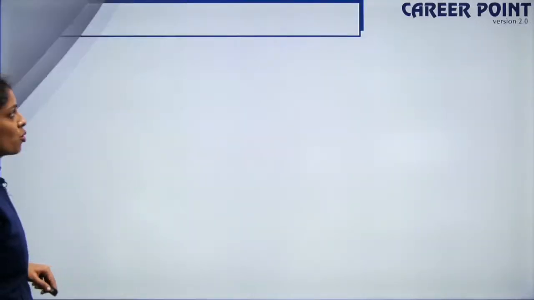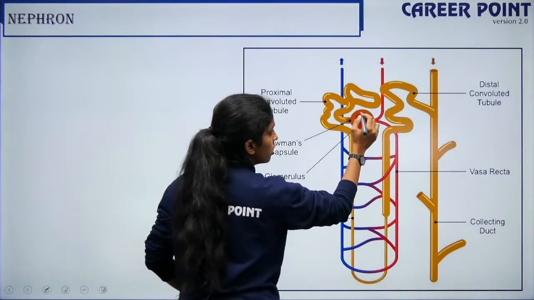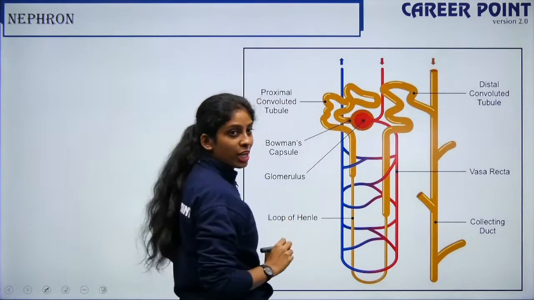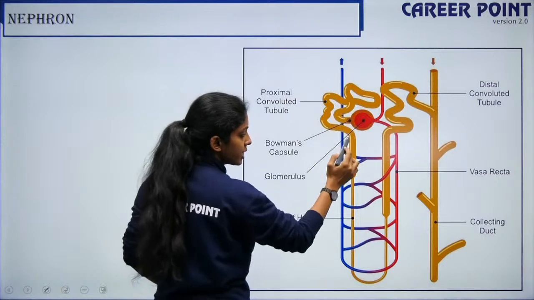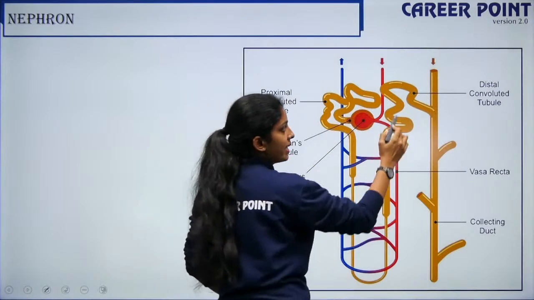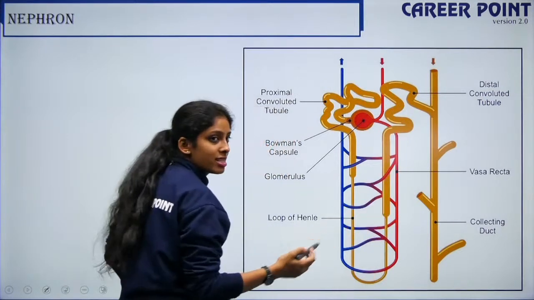Fine. So now moving to the next half. This is what I drew. We have the Bowman's capsule, this is the glomerulus, and you have the afferent and the efferent arteriole. This is the PCT. The yellow one is the loop of Henle, then the DCT and the collecting duct. The one that runs parallel to it is the vasa recta.